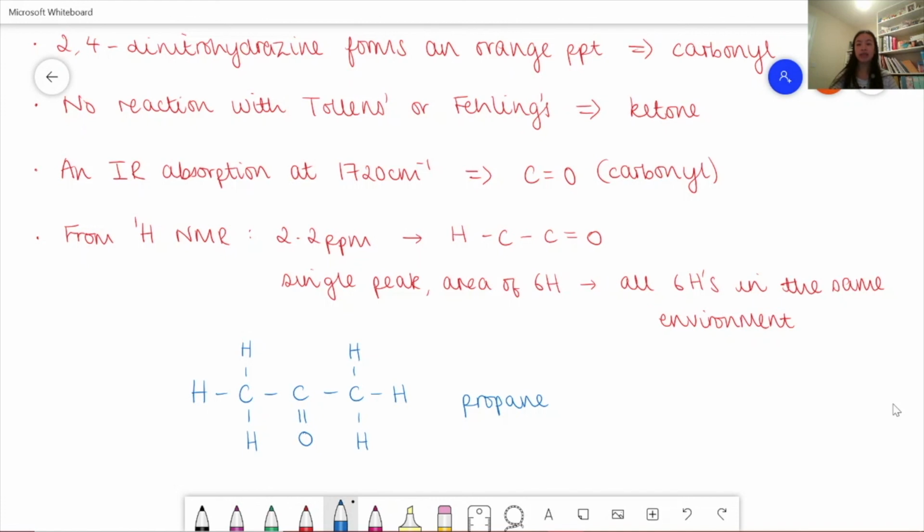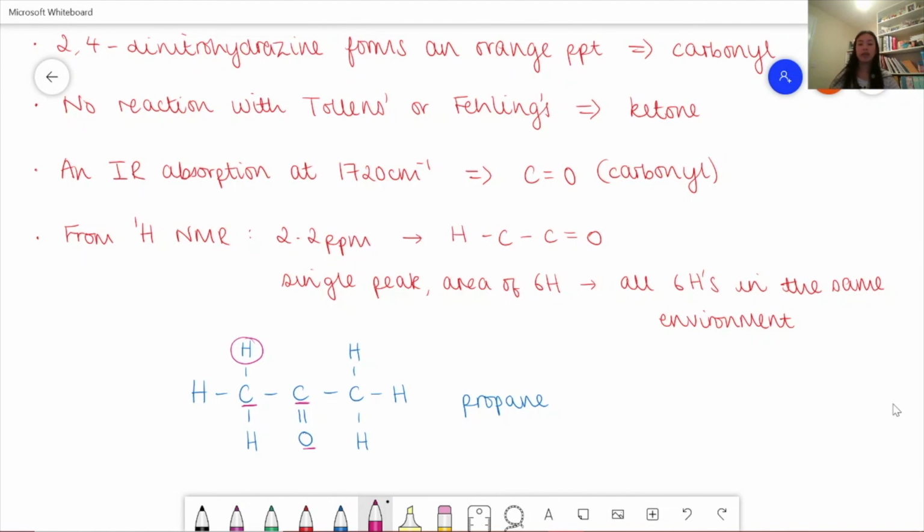And we can actually check this because it will form an orange precipitate with 2,4-dinitrophenylhydrazine because it's got this carbonyl group, the C double bond O. It won't react with Tollens' or Fehling's because it's a ketone, so it can't be oxidized further. It does have an infrared absorption at 1,720 centimeters to the minus 1 because of this carbonyl group. And also, we do have a hydrogen, so for example, this one here, which is attached to a carbon, which is then attached to a carbon with this double bond oxygen. So we also have this peak at 2.2 parts per million.